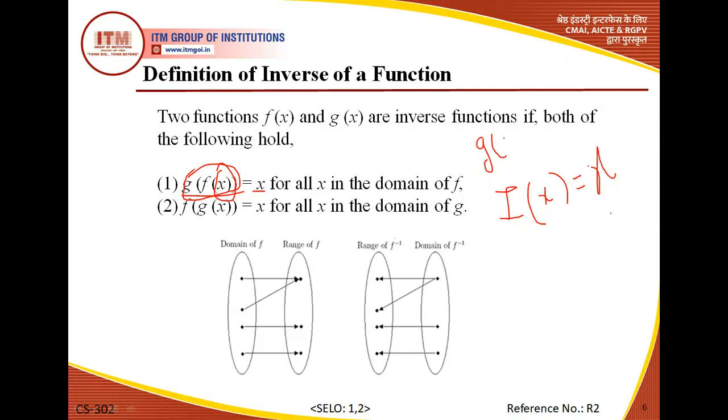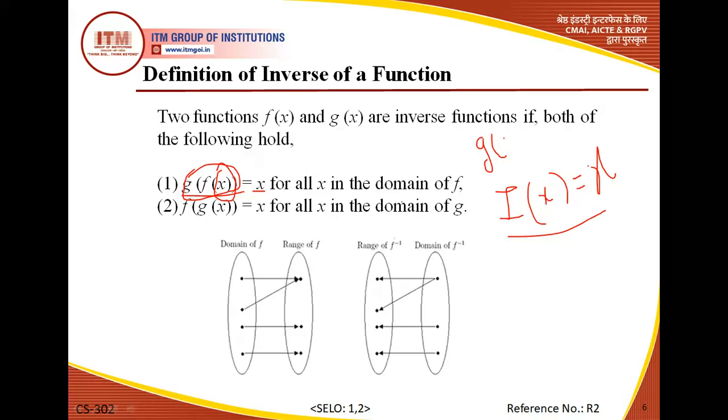It is giving us the function itself. So basically what's happening over here is that we are applying a function over an element, and we are getting back that element only. So this type of function is known as the identity function.